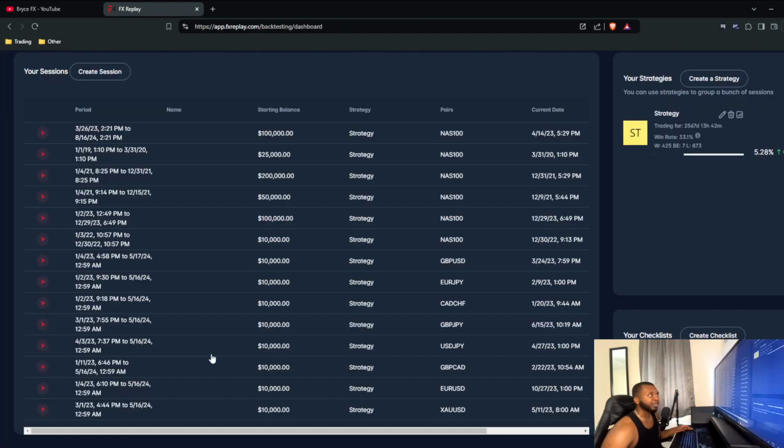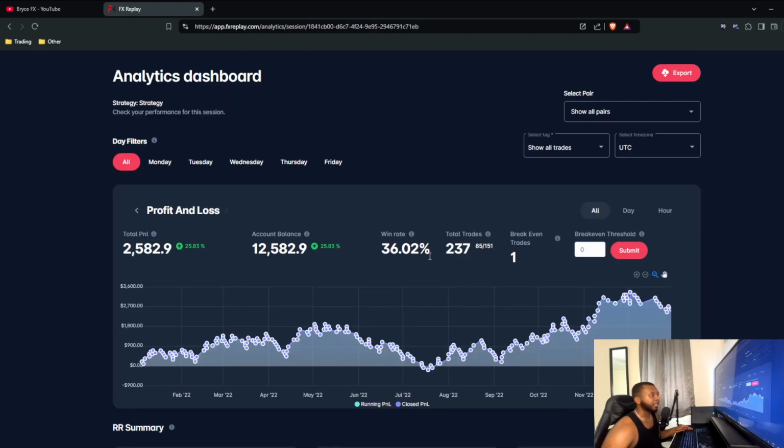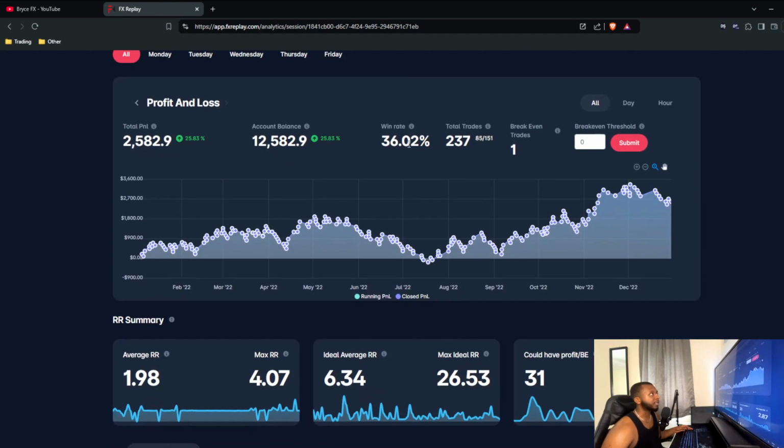So now that we've gone through some backtesting, I wanted to show you what this could actually look like in the long term. As you can see, I've backtested many different instruments, but for now we're just going to go into NAS because that's the only thing I trade at the moment. And yeah, as you can see, this is a year's worth of data. The win rate is about 36%, which is actually quite good, especially if you're trading a 3-to-1 or 2-to-1.